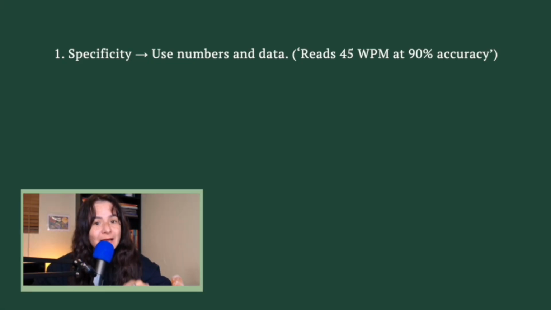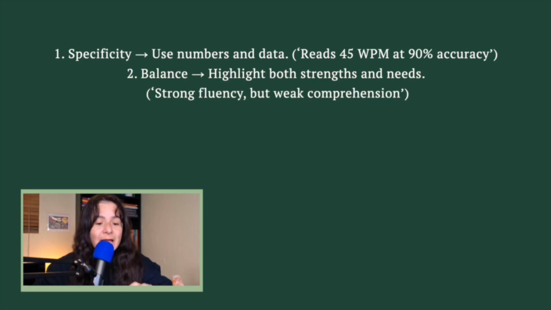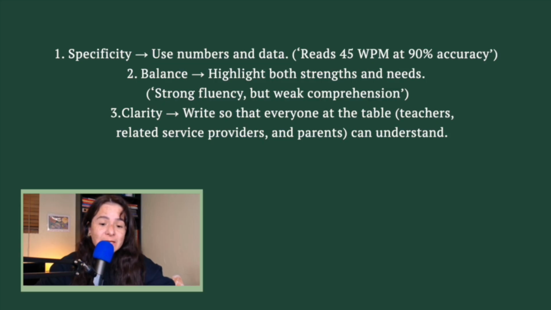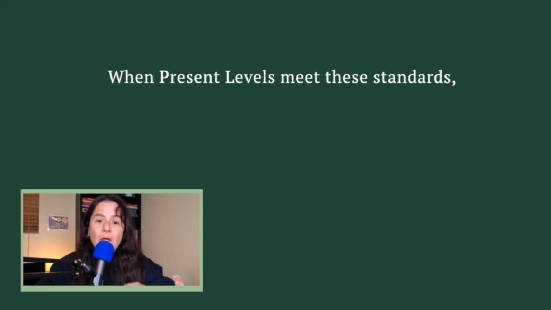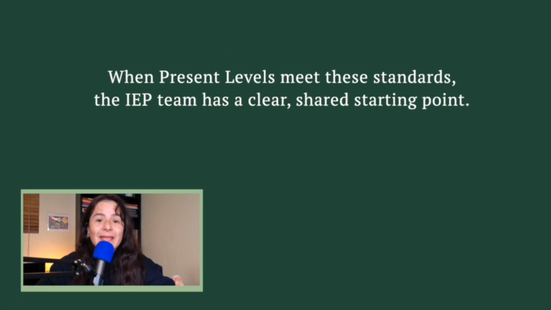So here are 3 things to check when you're writing the present levels. This is your checklist, all right? Number 1, be specific. Use numbers and data: reads 45 words per minute at 90% accuracy. Number 2, balance. Highlight both strengths and needs: strong fluency, but needs reinforcement in comprehension. And number 3, clarity, so everyone at the table, meaning teachers, parents, related services, can understand. When present levels meet these standards, the IEP team has a clear, shared starting point.